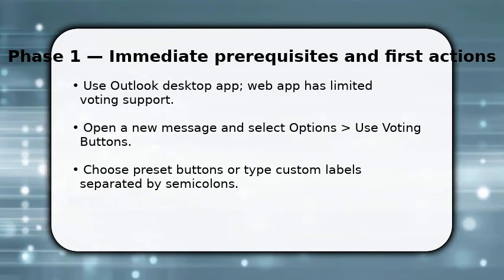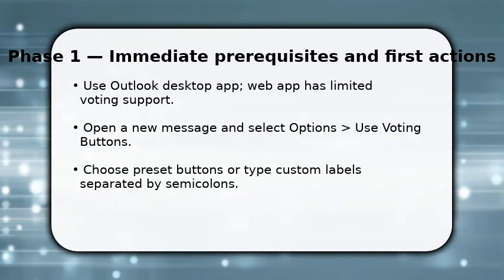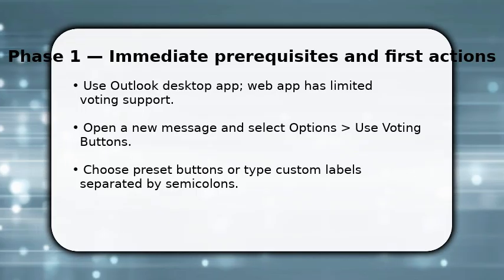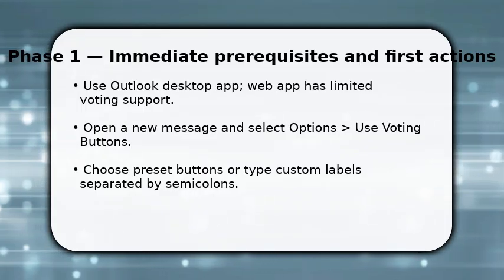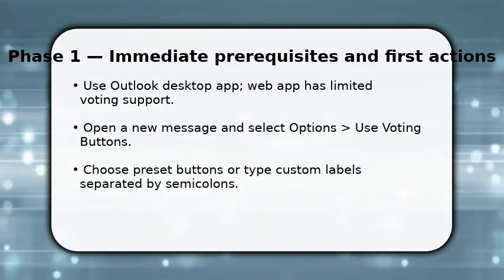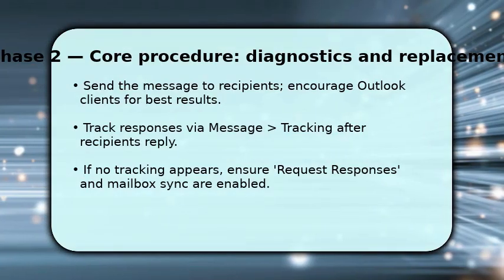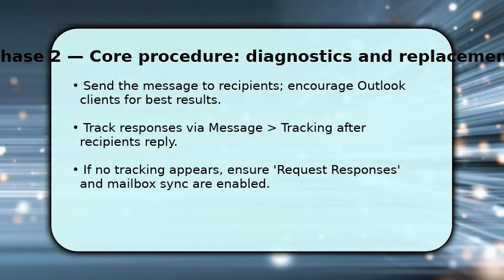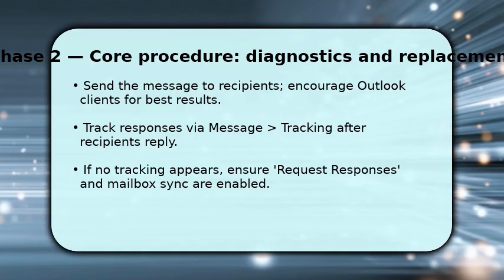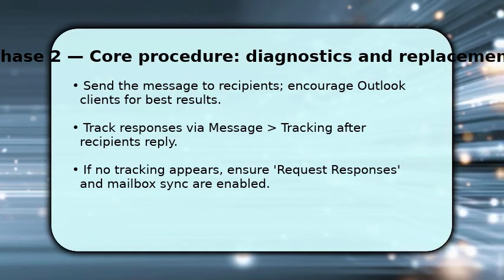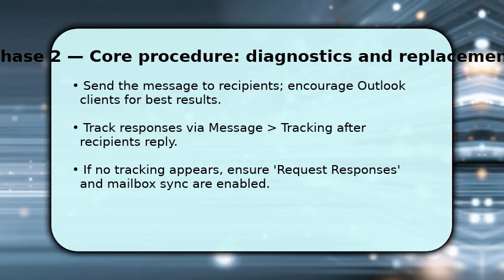Once done, add recipients and a clear subject so votes are tracked. Make sure to include brief instructions in the message body so recipients know to answer using the buttons, not by replying. After you send the message, Outlook will collect responses only when recipients use the voting buttons, so remind them to click the buttons, not reply manually.